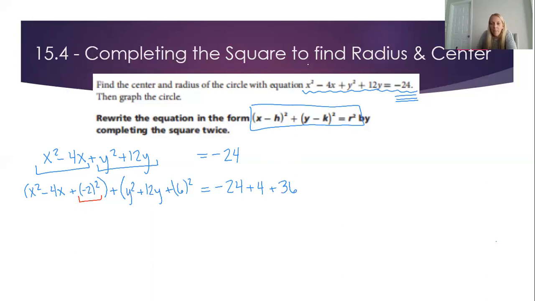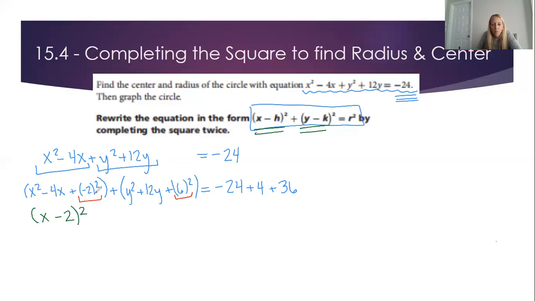Now let's look at what we have. What we have created is a perfect square trinomial. That's a lot of fancy words. All that means is if you were to factor it every single time, it's going to factor to a perfect square. Why is that important? Because our standard equation of a circle is always factored to a perfect square. So right here, this is always going to factor to x minus 2 squared.